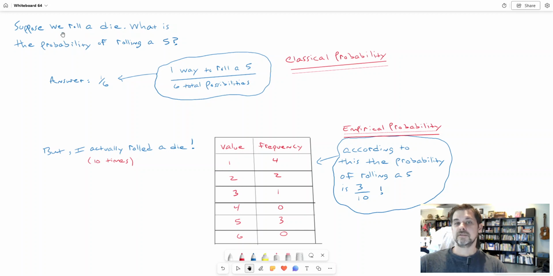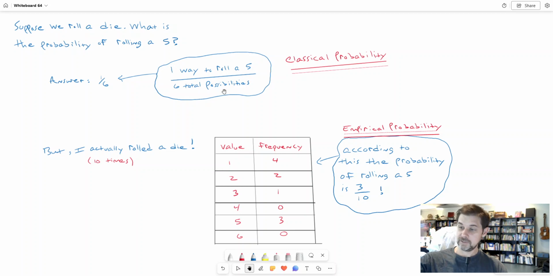So I want you to imagine that we roll a die, and then I ask you what's the probability of rolling a 5. So we've seen questions like that already throughout the module. And one way that you could go about answering it is you could say, well, the probability of rolling 5 is 1 out of 6. Because there's one way to roll a 5 out of 6 possibilities, right?